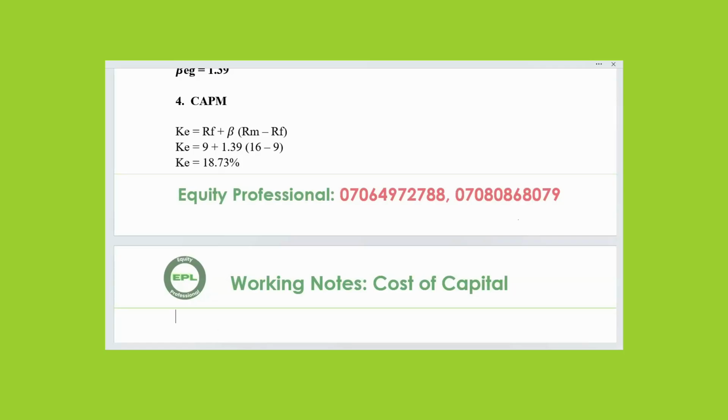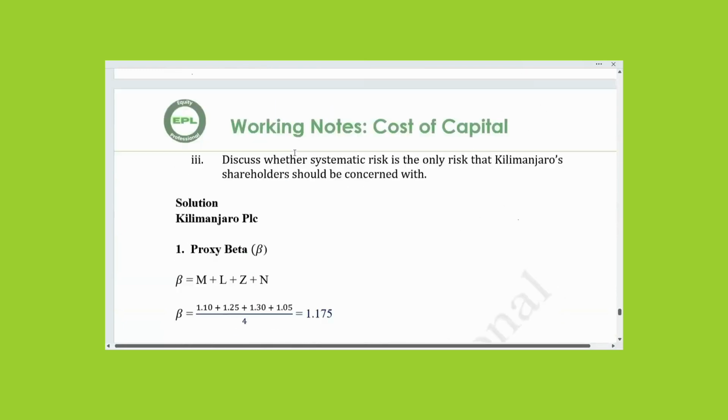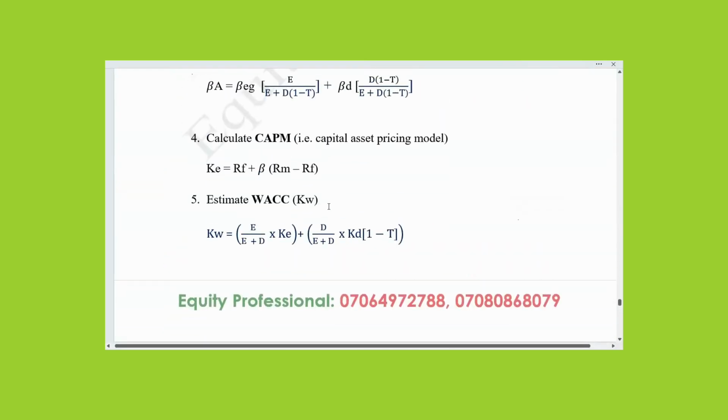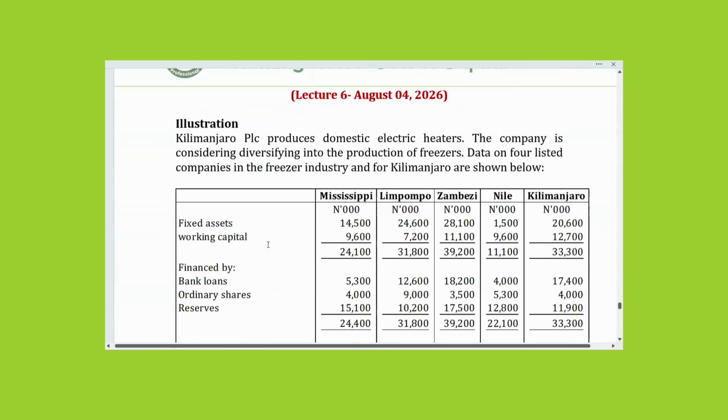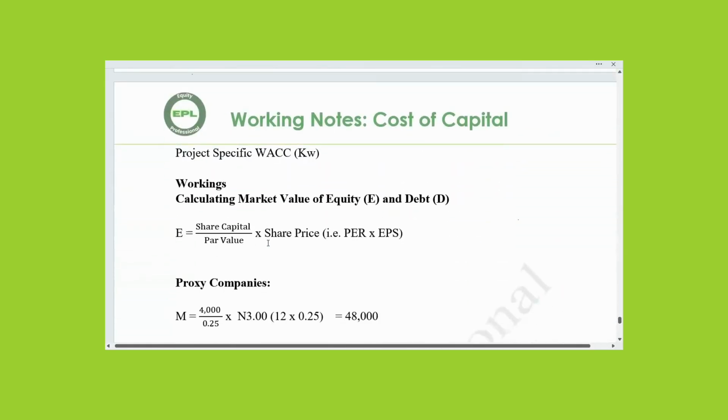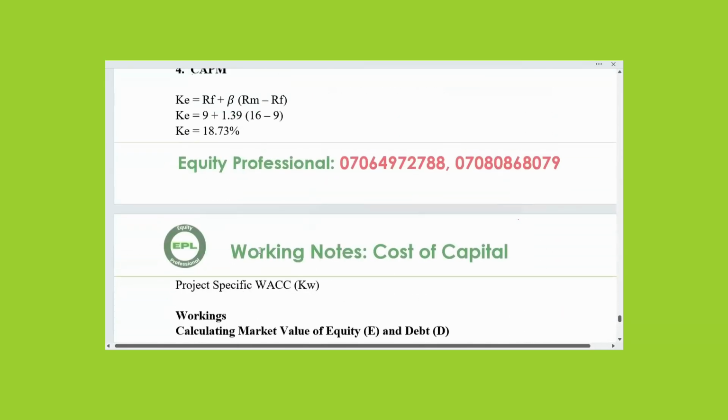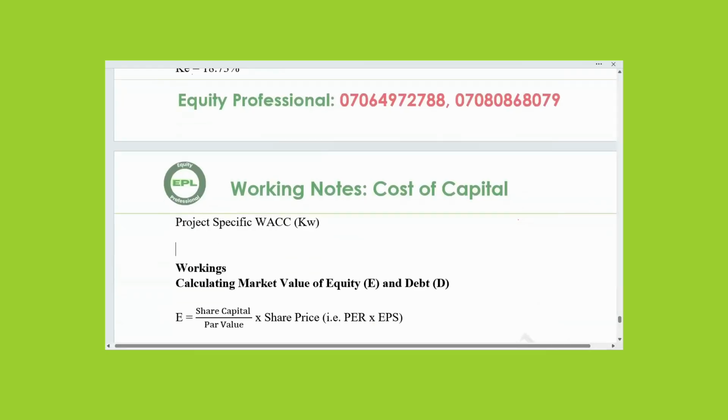Then step 5, we calculate project-specific WACC, denoted as KW. Let me copy the formula for WACC. Like I mentioned to you, as far as project-specific cost of capital is concerned, it is assumed that the company is financed only with equity and debt. There is nothing like preference share here. Okay?